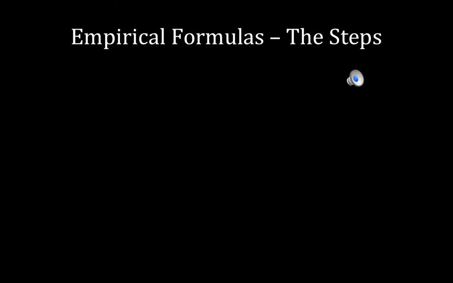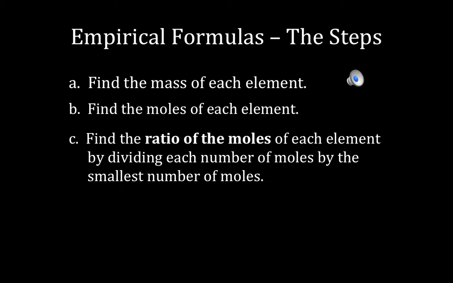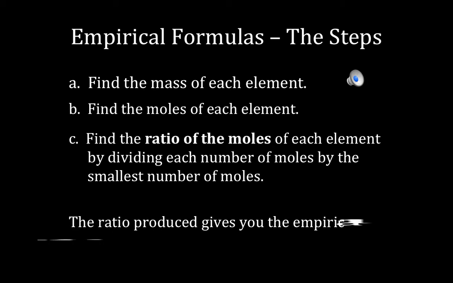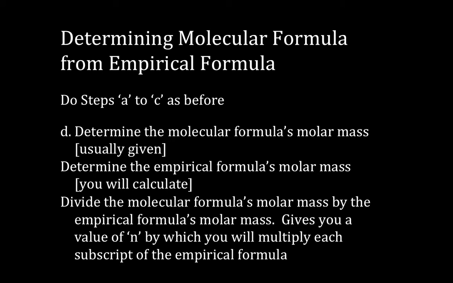Good day. We're carrying on from the last video that started with percent composition and moved into empirical formulas. These were the steps that were outlined that we're going to try to drill into your head. Find the mass of each element, convert to moles of each element, and then find the ratio of moles of each element. And once you have that, you'll get an empirical formula. If you have to get a molecular formula, then you have to do crazy step D. And it looks all exotic, but it's not too bad.